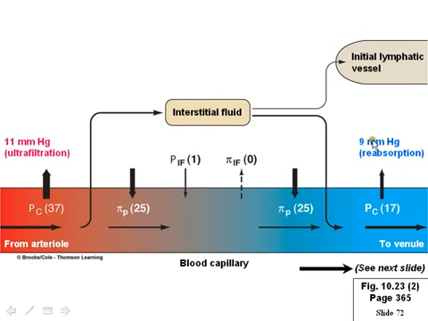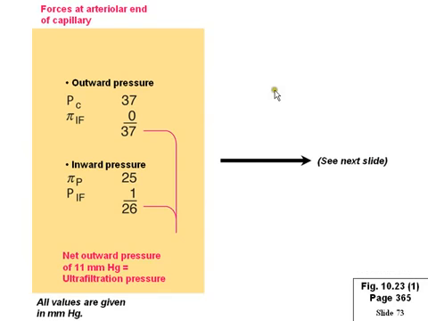Positive or negative 11 and positive 9? No, there's a little imbalance. Which one's losing? I have more going out than I have coming in. You have to have a backup route. That's what the lymphatics are for. The lymphatics collect anything extra that you didn't pick up in the capillaries and takes it back into the circulation.